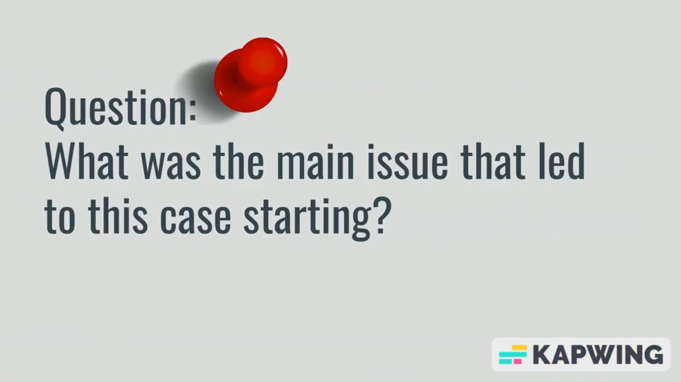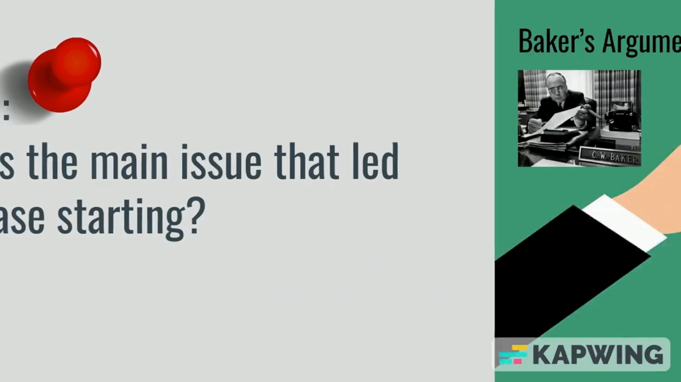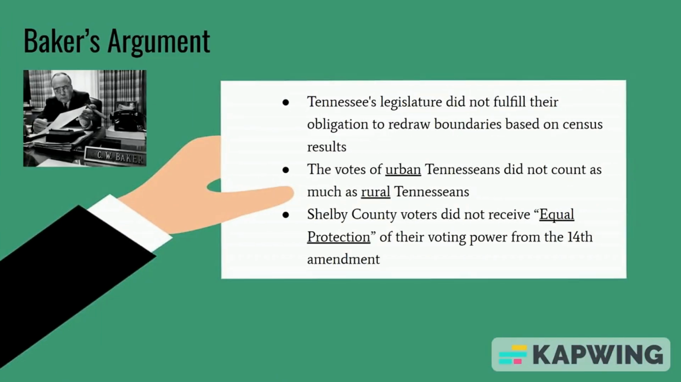Okay, first question. What was the main issue that led to this case starting? Since the district boundaries had not been redrawn in over 50 years, Baker made the argument that Tennessee failed to redraw their boundaries based on the census results, which they used in order to have the correct population represented in equal amounts in their districts. Since they hadn't done that in 50 years, Baker argued that the votes of urban Tennesseans did not count as much as rural Tennesseans. This means that the people in the urban cities did not receive equal protection of their voting power under the Equal Protection Clause of the 14th Amendment.